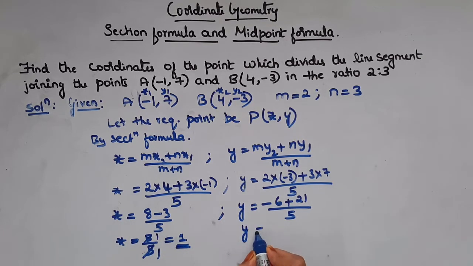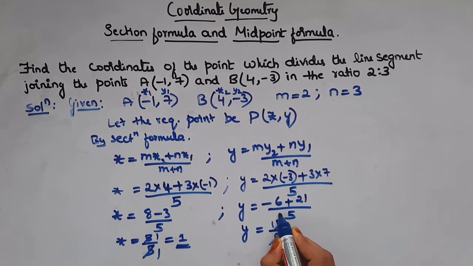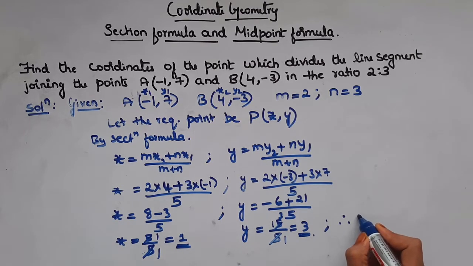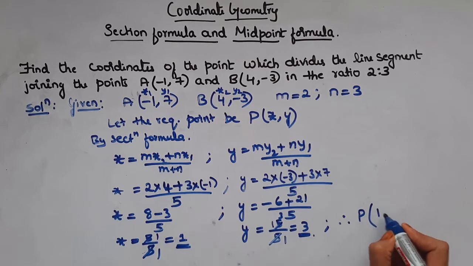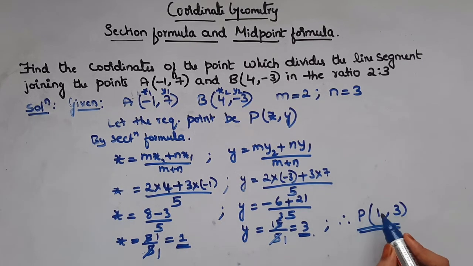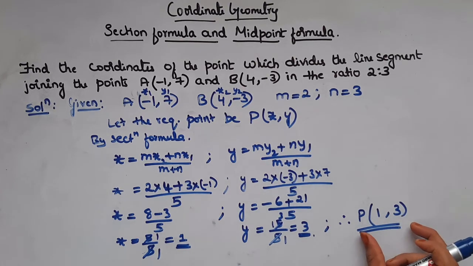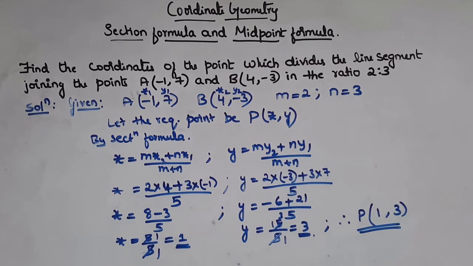In this case y is minus 6 plus 21, which will give you plus 15 by 5. So 5 ones are 5, 5 threes are 15. So your y is 3. So therefore the required point P is x, y. Here x is 1 and your y is 3. The point P of 1, 3 will divide the line segment AB in the ratio 2:3.